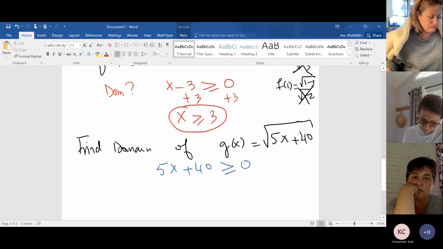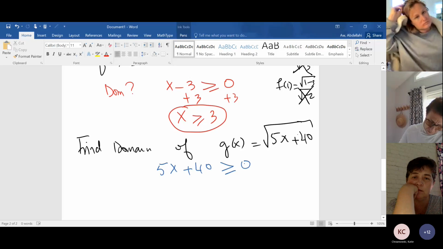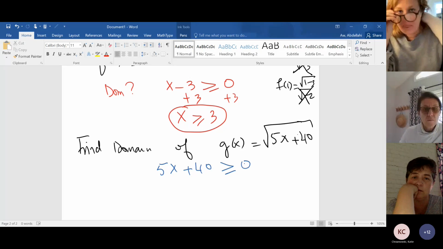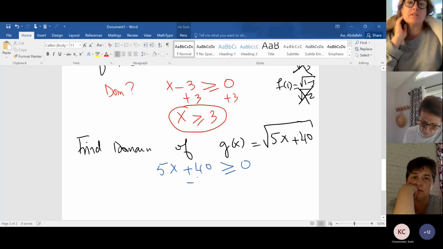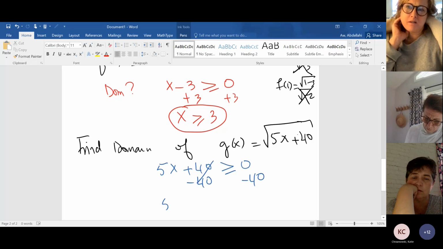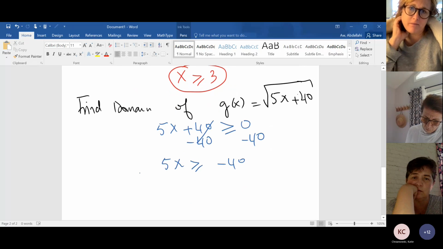Now, can you tell me what are the steps to solve this? Do you subtract 40 to bring it over to the 0? Exactly. So you get 5x greater than or equal to negative 40. And then what do you do? You divide by 5 to get the x by itself.